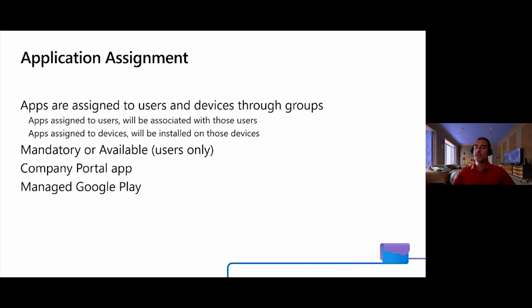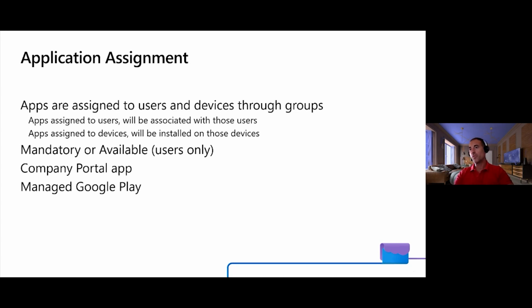Applications can be deployed as required or as available. Required or mandatory apps will be silently installed onto the device and don't require any user intervention. So they will be, again, silently installed, while apps can also be published as available, but it's important to remind that you can deploy applications as available targeting only users, not devices.